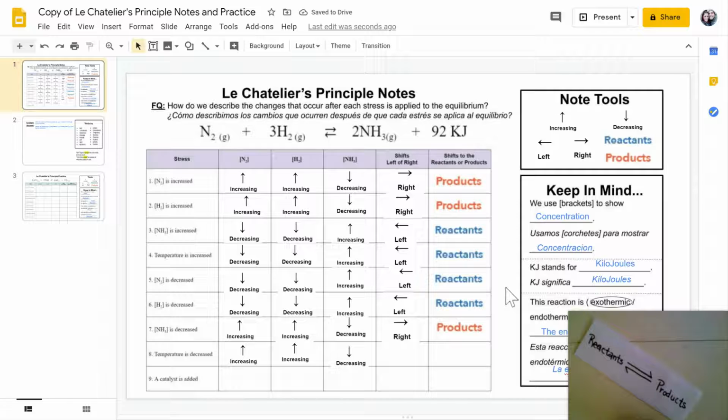Now, once again, anytime we change equilibrium, it's going to want to shift, so it can rebalance itself, re-equalize. And we always shift to the side that is lower. And in this case, we are shifting to the products, which is to the right.